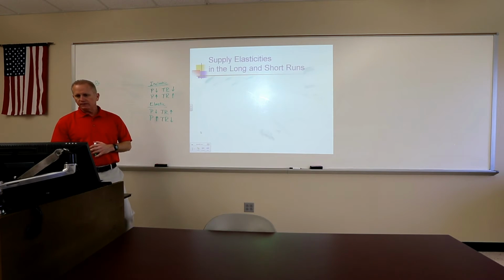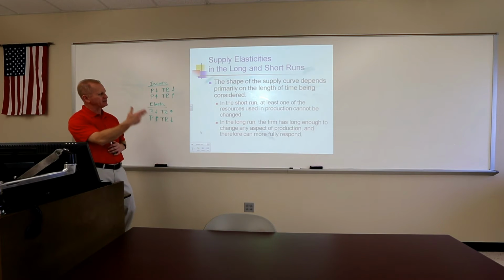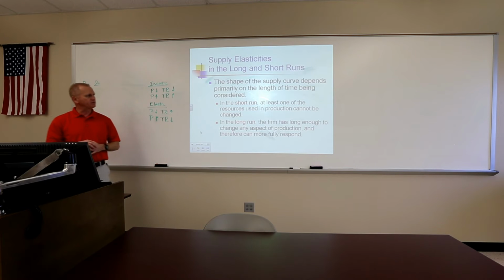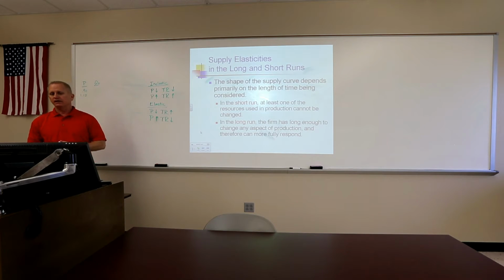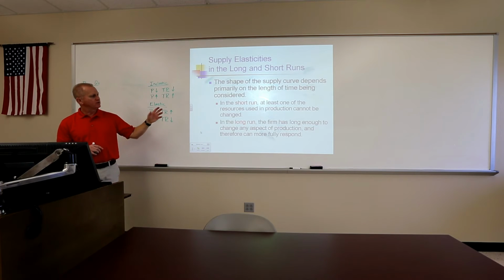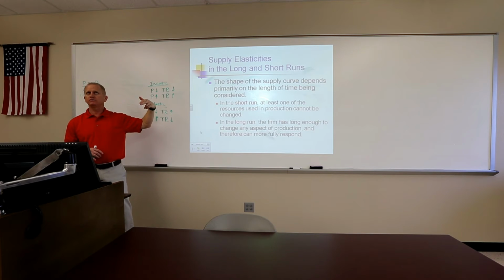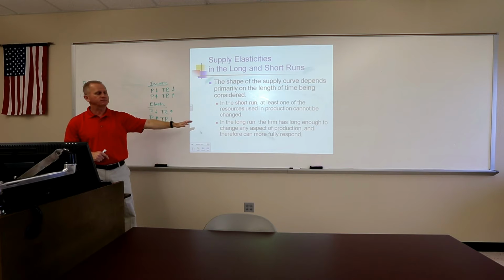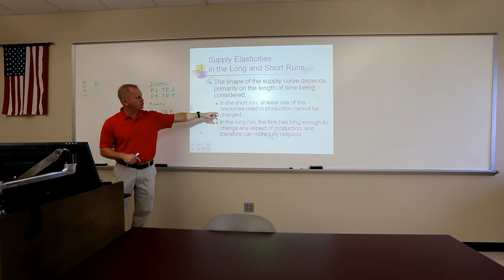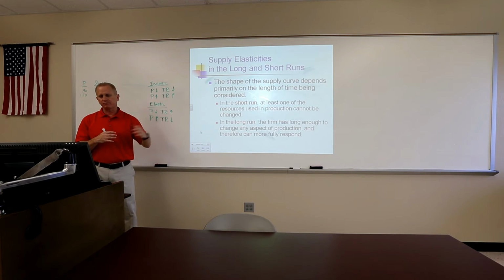Now here are the shapes. Again, I think it's the next slide. The shape of the supply curve depends primarily on the length of time being considered. I don't want to say a whole lot about this yet because we do talk about it two chapters from now, on the cost of production. In the short run, at least one of the resources used in production cannot be changed. That's what the short run means. And we'll hear it again. I'll have it up again.